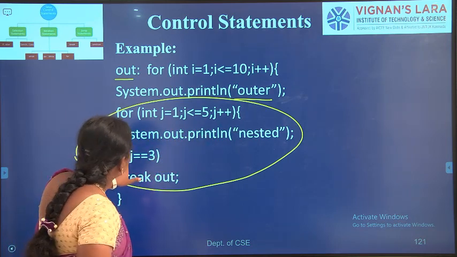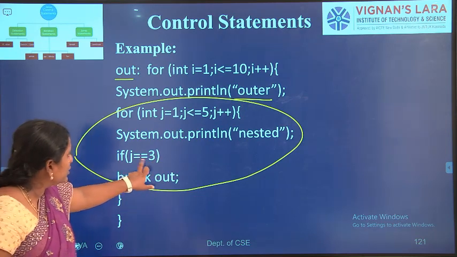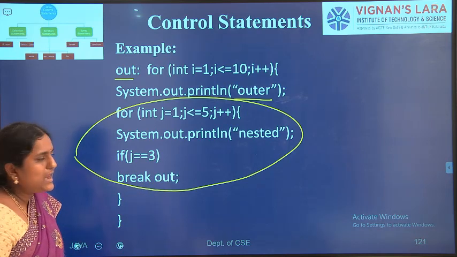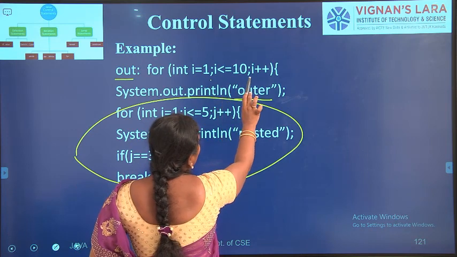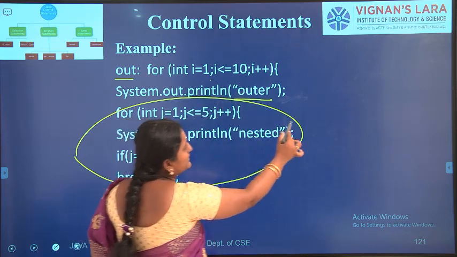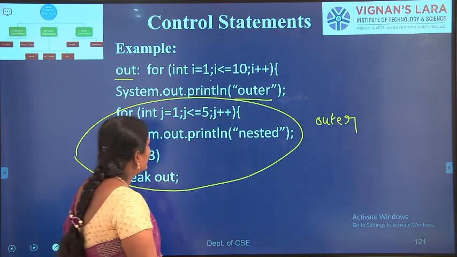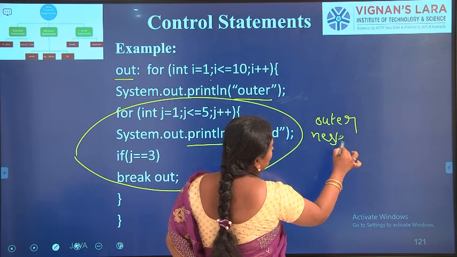Here, if j equal to 3, break out. For example, first i equal to 1, i less than or equal to 10, i plus plus. First it prints outer in the console. Next, System.out.println prints nested.